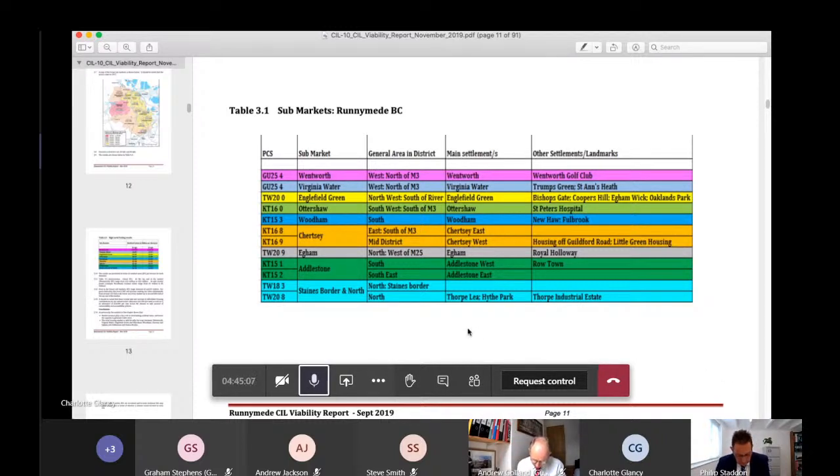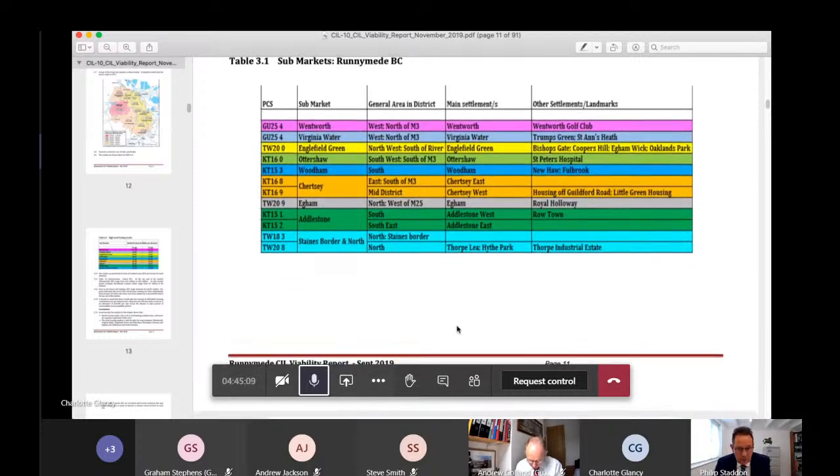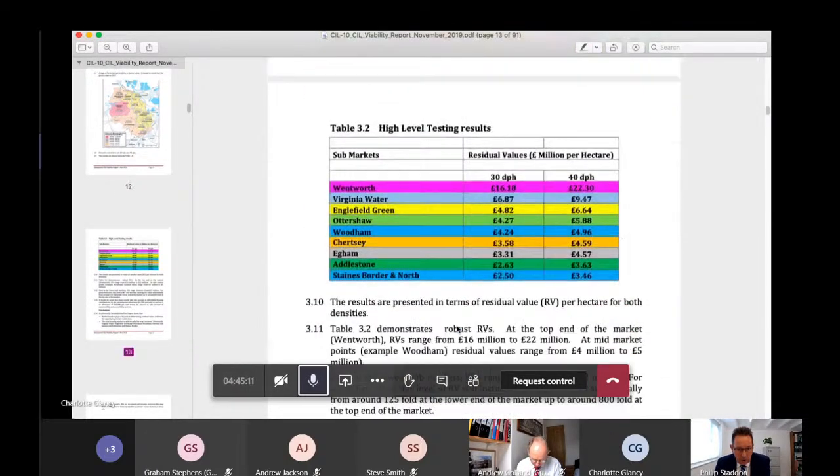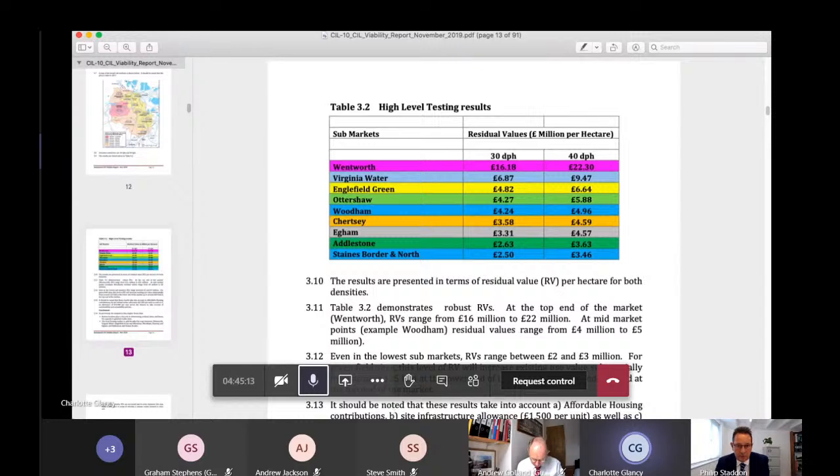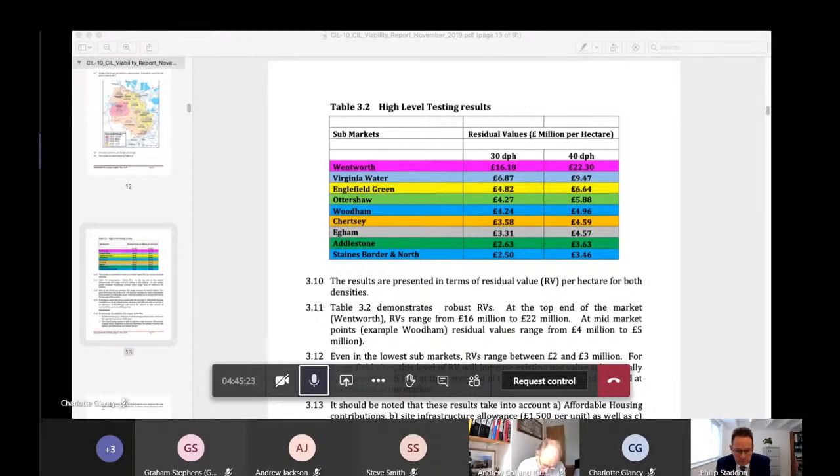Charlotte, can you just move down to the next page? Table 3.2. That's the one. So, Mr. Golland, these are the results of your high-level testing, and would you like to just talk us through these? What are they telling us? What am I meant to be thinking when I see these?